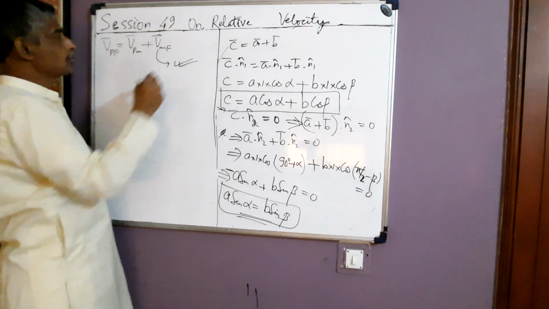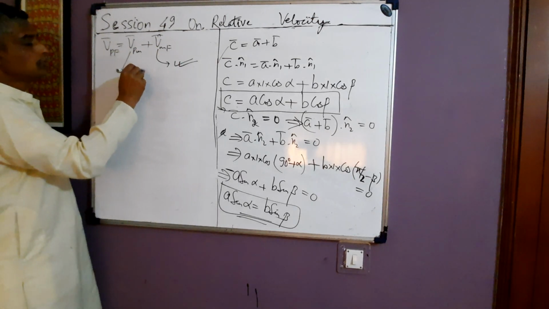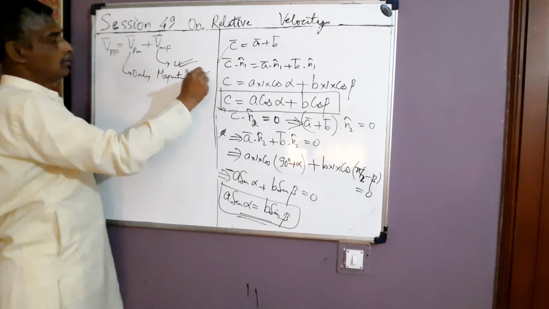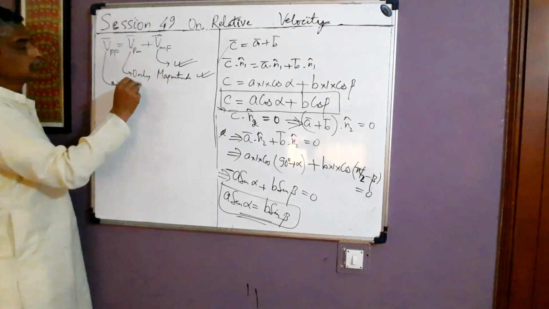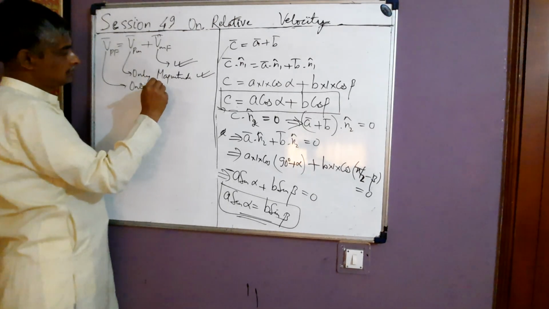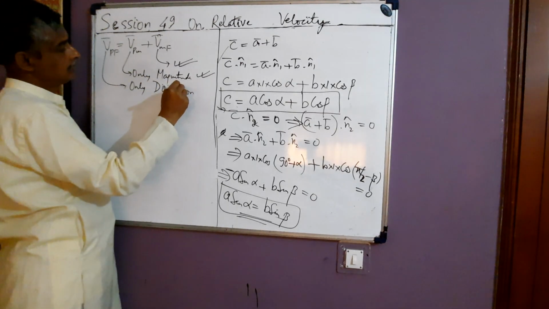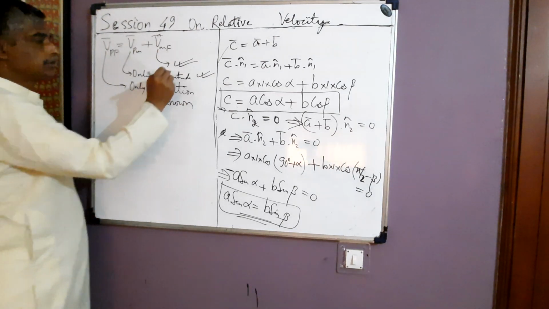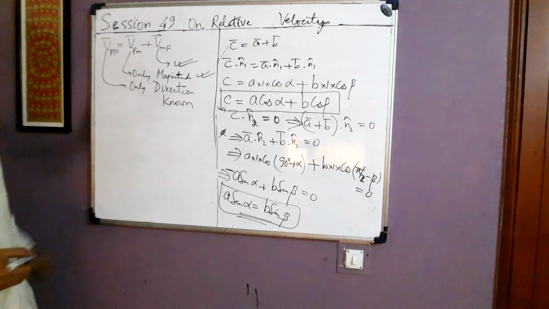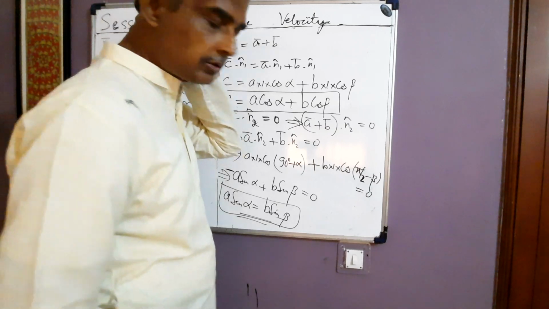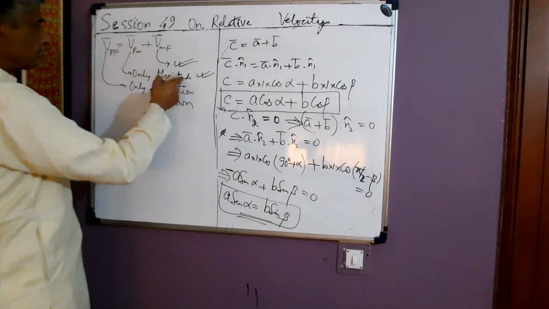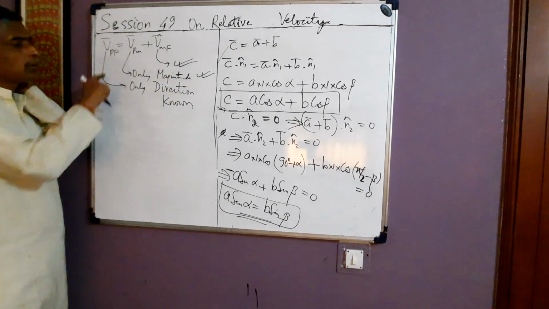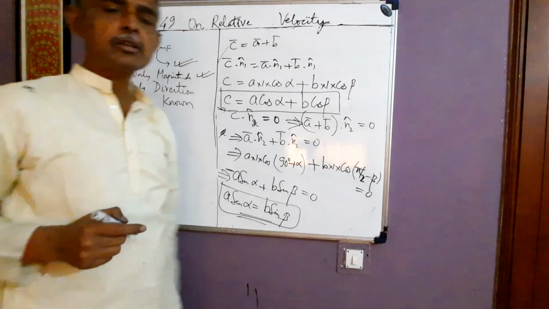VMF, complete information is known. VPM, only magnitude known, direction unknown. And for VPF, only direction is known. All right. So VMF is known in both magnitude and direction, VPM only magnitude is known, and for VPF only direction is known. So the problem revolves around finding the magnitude of VPF.